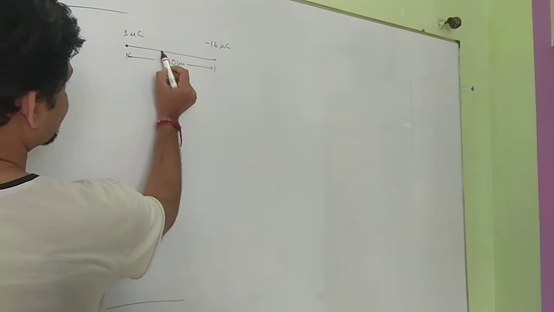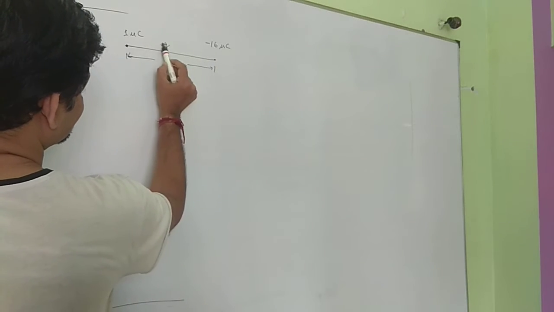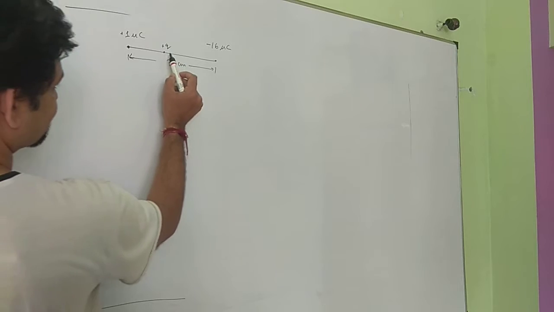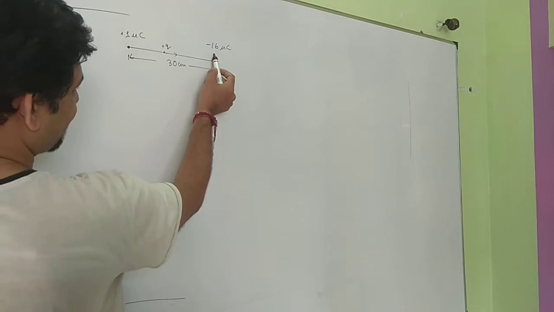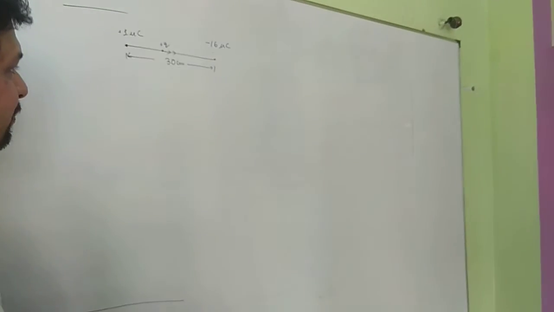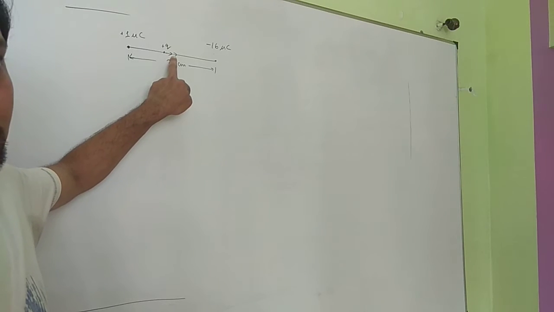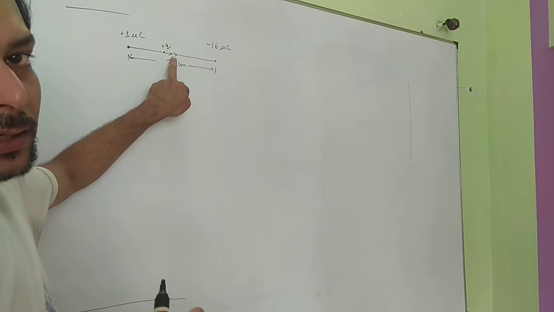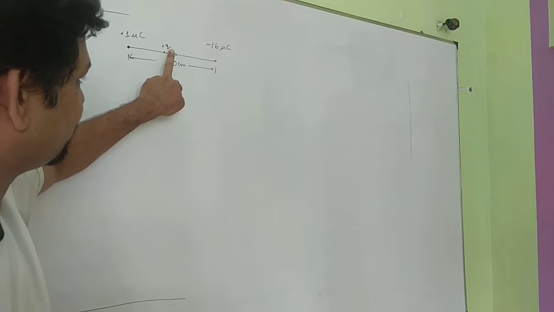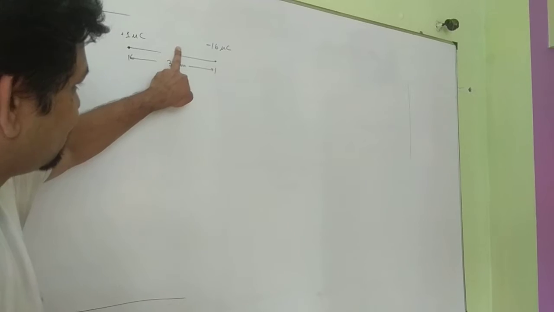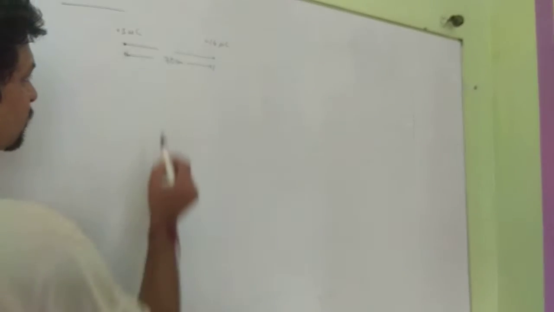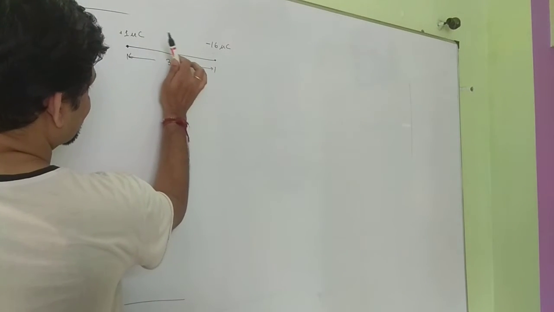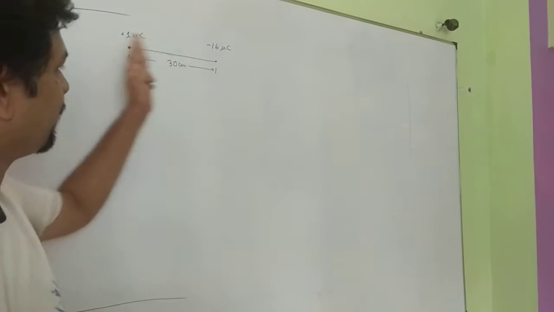Okay, so suppose if you place the third charge here, plus q, then what will happen? This is plus, so it will repel, but this is minus and this is plus, so it will attract. That means two forces will be in the same direction, and if two forces are in the same direction, then they cannot produce the zero resultant force. So that means the charge must not be placed in between. So where do we have to place the charge? Either on this side or on this side.